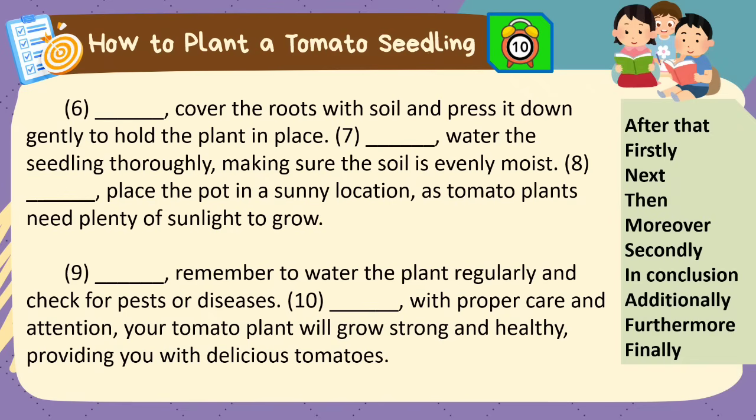Blank, water the seedling thoroughly, making sure the soil is evenly moist. Blank, place the pot in a sunny location, as tomato plants need plenty of sunlight to grow. Blank, remember to water the plant regularly and check for pests or diseases. Number 10, the last number. With proper care and attention, your tomato plant will grow strong and healthy, providing you with delicious tomatoes.